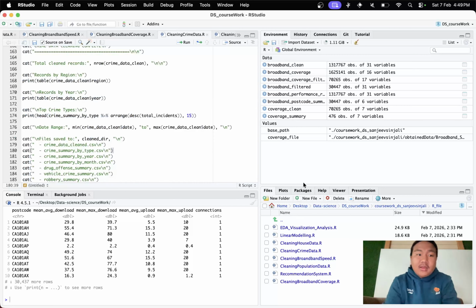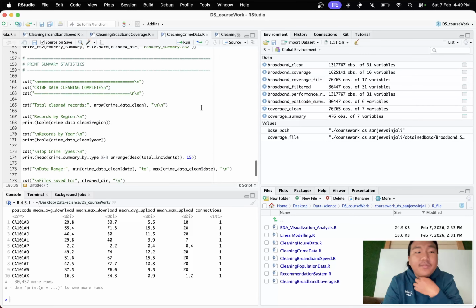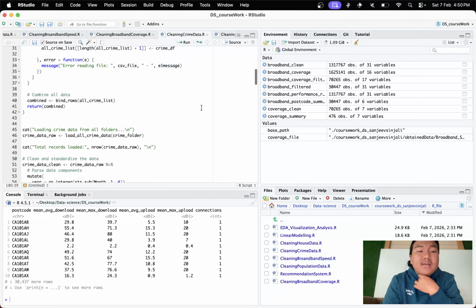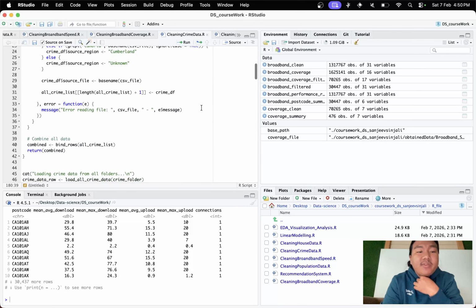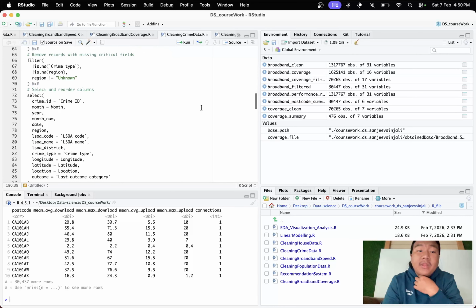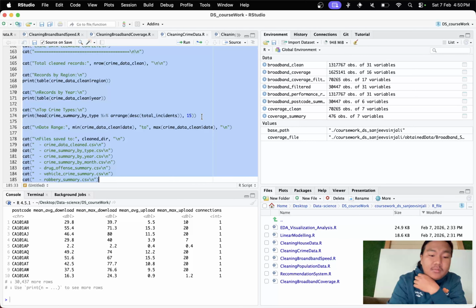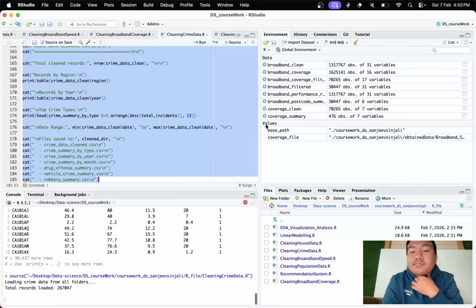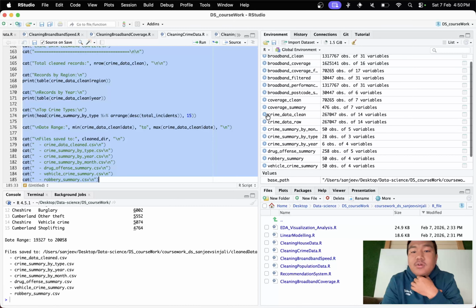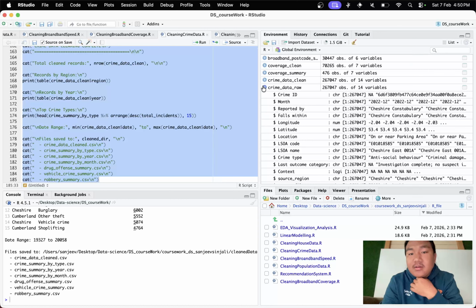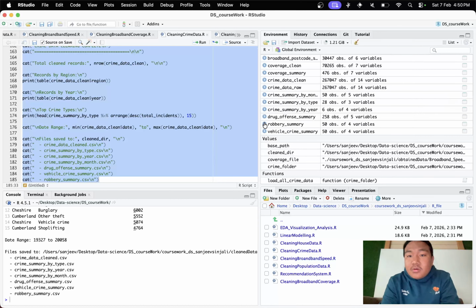Cleaning crime rate data. In cleaning crime data, I renamed columns, removed invalid records, and aggregated the number of crimes by type and postcode. This process ensured that the safety information for each area is reliable for further analysis. Now it will show the crime data clean, raw data, raw crime data, robbery summary, drug offense summary.